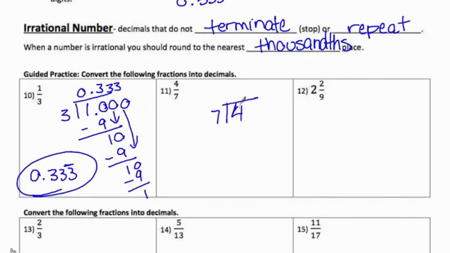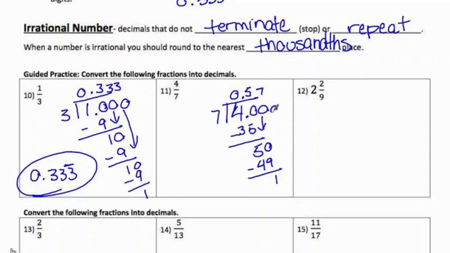7. 7 goes into 4. It cannot, so 0. 7 goes into 40 5 times, which is 35. Subtract. 40 minus 35 is 5. Bring down the 0. 7 goes into 50 7 times, which is 49.